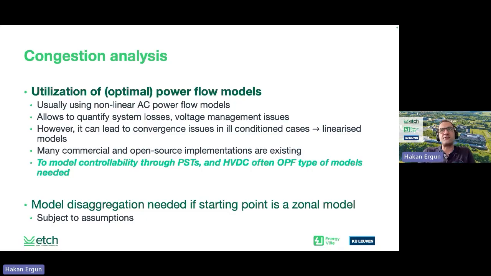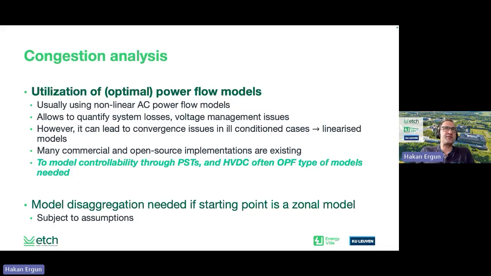And basically, when we also want to model the controllability through phase shifters, HVDC links, then often an optimal power flow model could be needed, because this is going to tell us how we should optimally set the set points of all these devices. Because if you want to brute force them across the whole range of controllability, then you really end up having to cover a very large search space. And if you're relying on mathematical optimization, you can actually do this in a more efficient way.